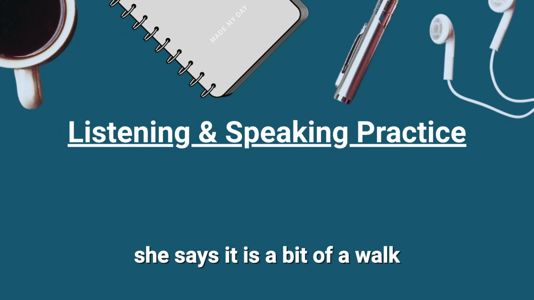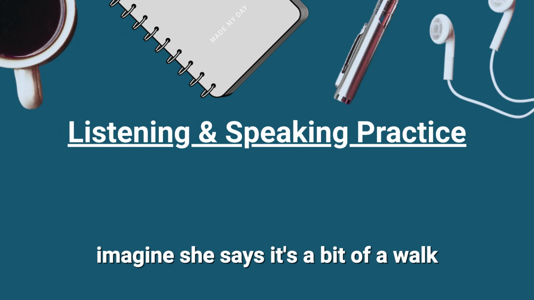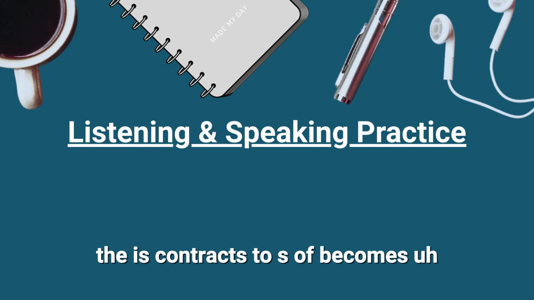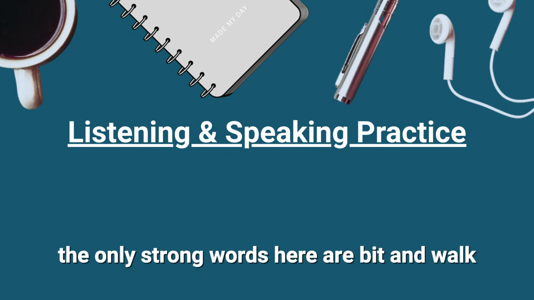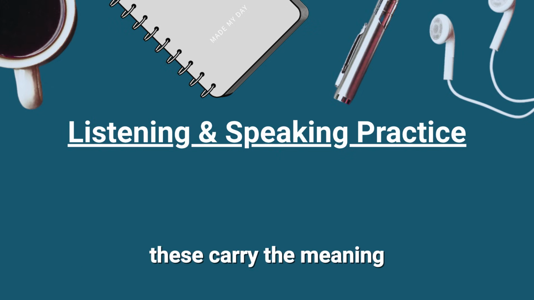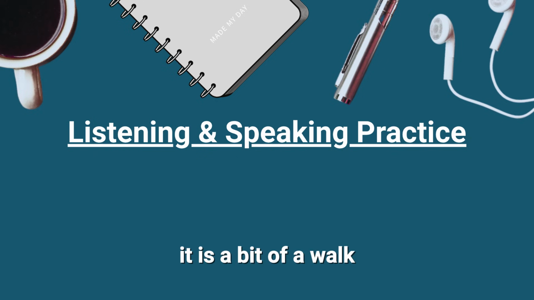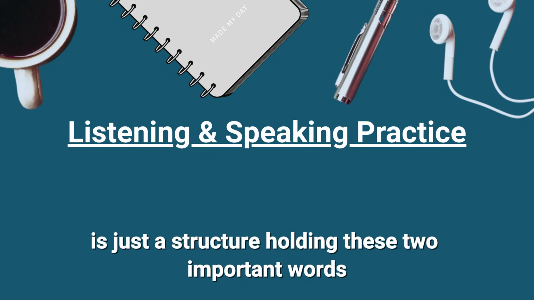She says, "It is a bit of a walk." Imagine she says, "It's a bit uh a walk." The is contracts to s, of becomes a, and the article a is just a schwa. The only strong words here are bit and walk. These carry the meaning. It is a bit of a walk is just a structure holding these two important words.